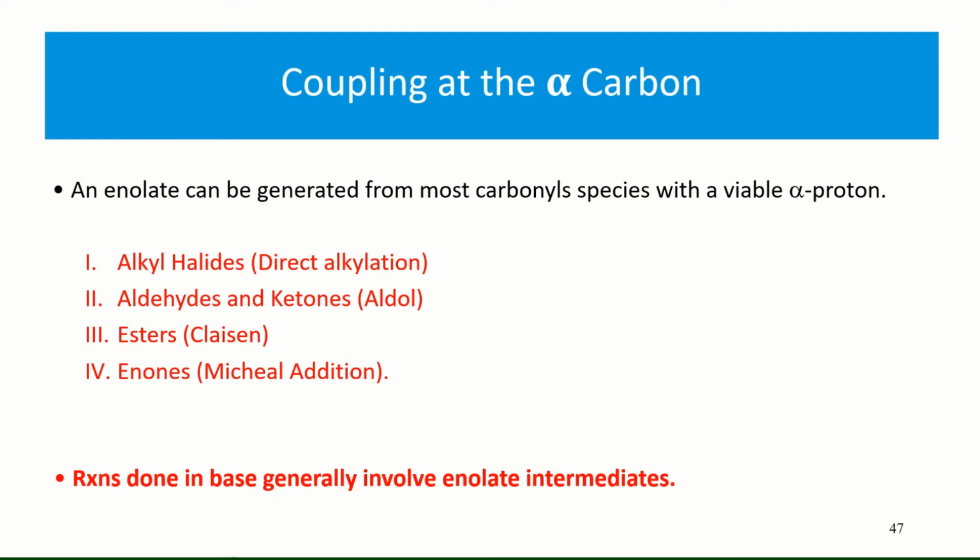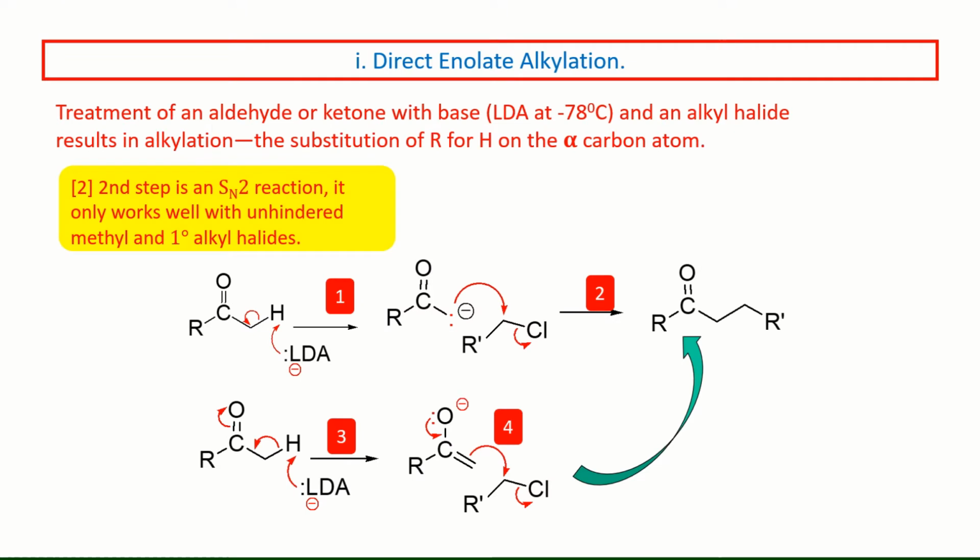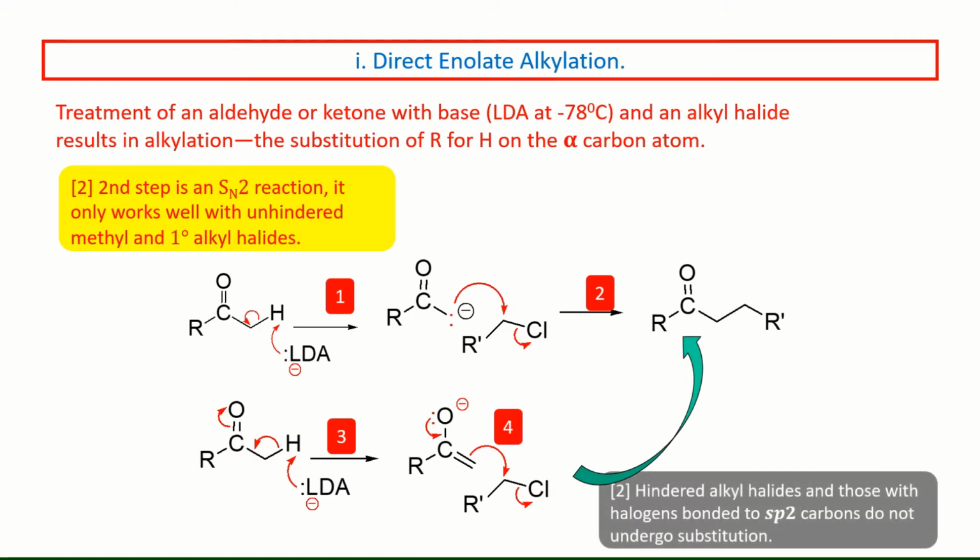aldehydes and ketones, esters, and of course beta attack at the enols, i.e. the Michael addition. So remind yourself of what this attack looks like, because you have here deprotonation of the alpha carbon to realize your enolates.